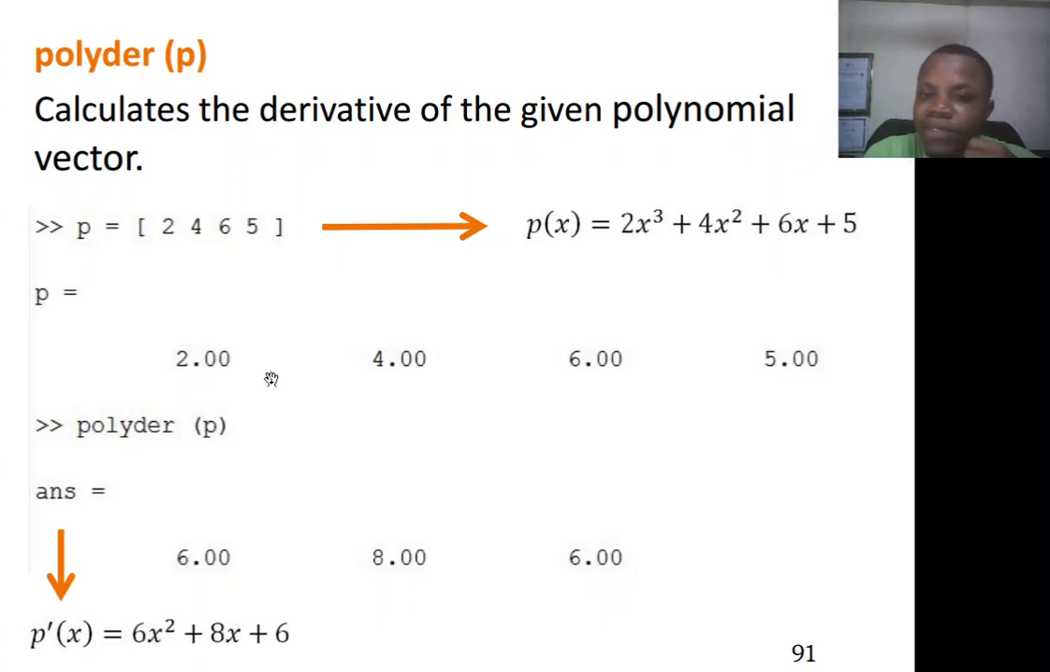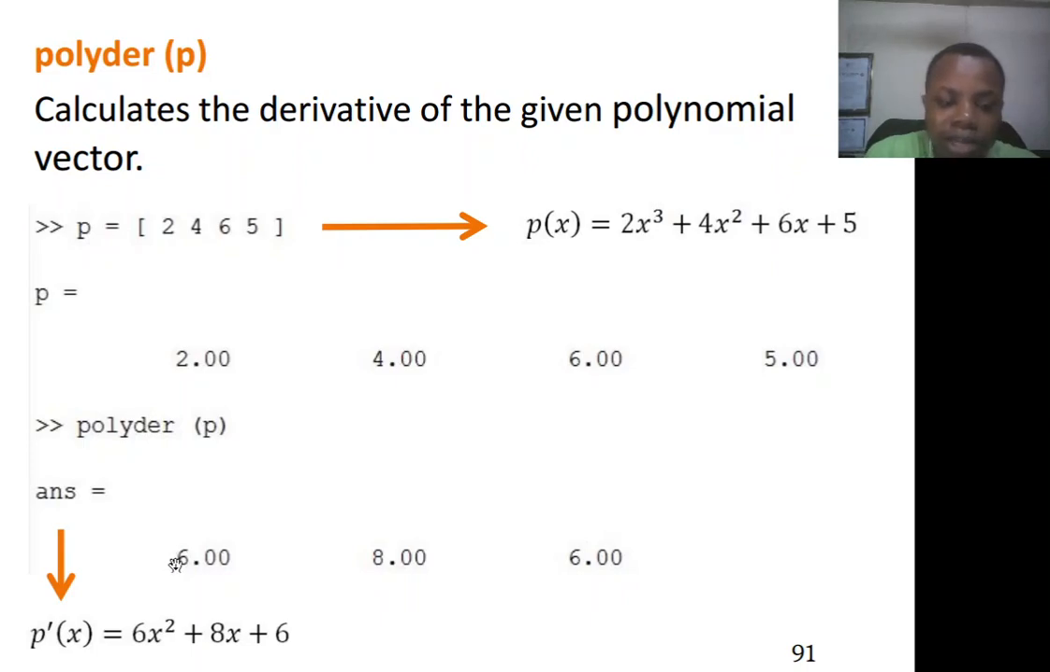So with a given function or polynomial, what if you would like to find the derivative of that function? Now this could easily be done using polyder, that is the polynomial derivative. You specify the function, and MATLAB is just going to find the derivative and give it to you in this form.